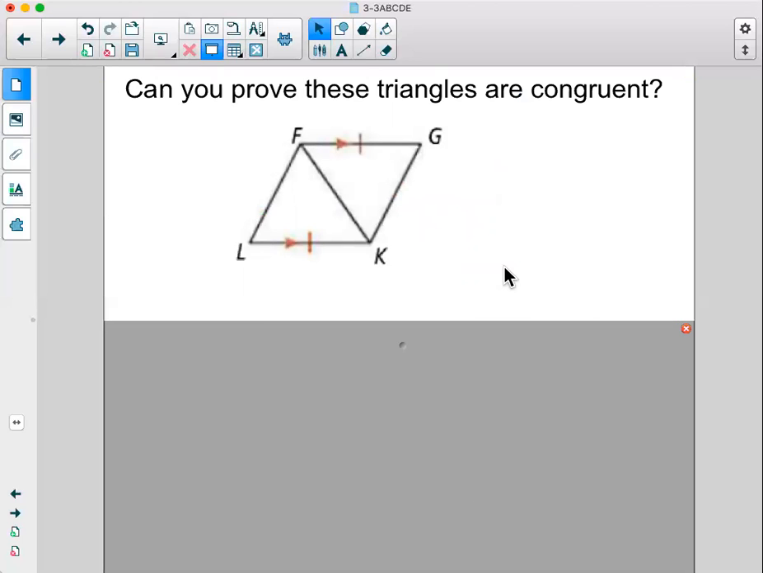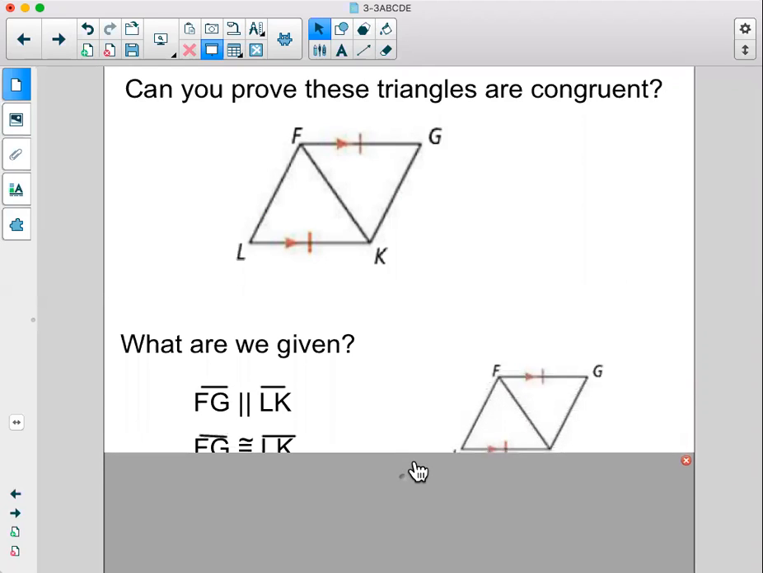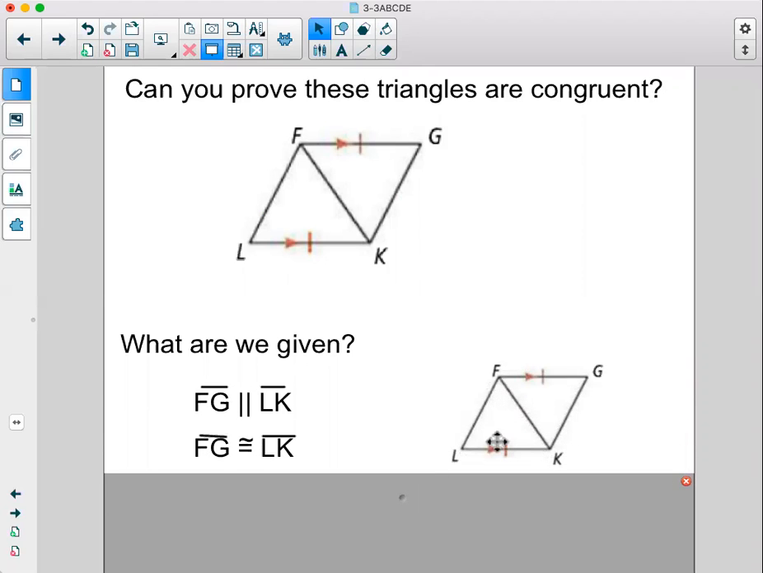So pause and practice on your own paper and then press play. Remember, we can be given information in 2 different places. We can be given a statement, which we aren't given in this particular example, or we can be given marks on the diagram, which we are given in this example. So the first thing we ask ourselves is, hey, what are we given? And we are given that these segments are congruent by the scratch marks, and we're also given that they're parallel because of the big fat arrows here.